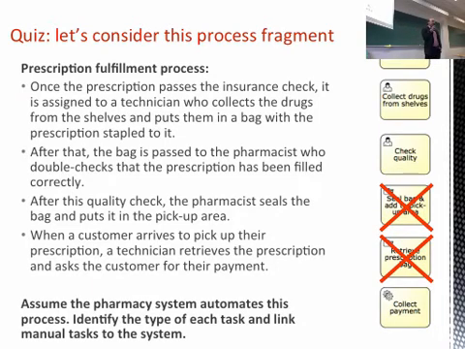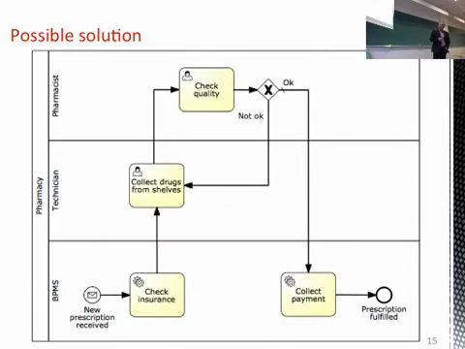And then you can think of this as being a manual task. The technician still has to transfer data to the payment station, or it might even be automated, so that the system sends it to the card reader, and the customer can enter their credit card or debit card to pay. Depending on what level of automation you can achieve, this will become a user task or a manual task. So then we get pretty much this process.